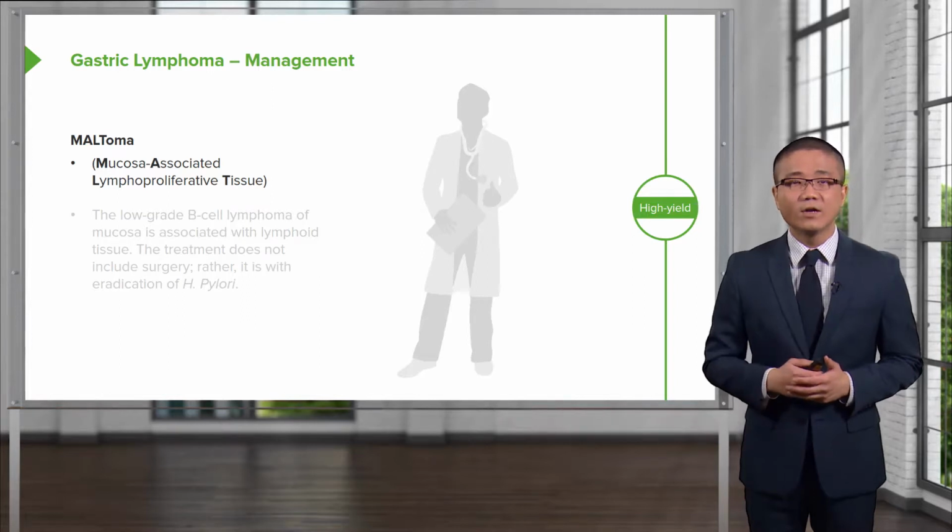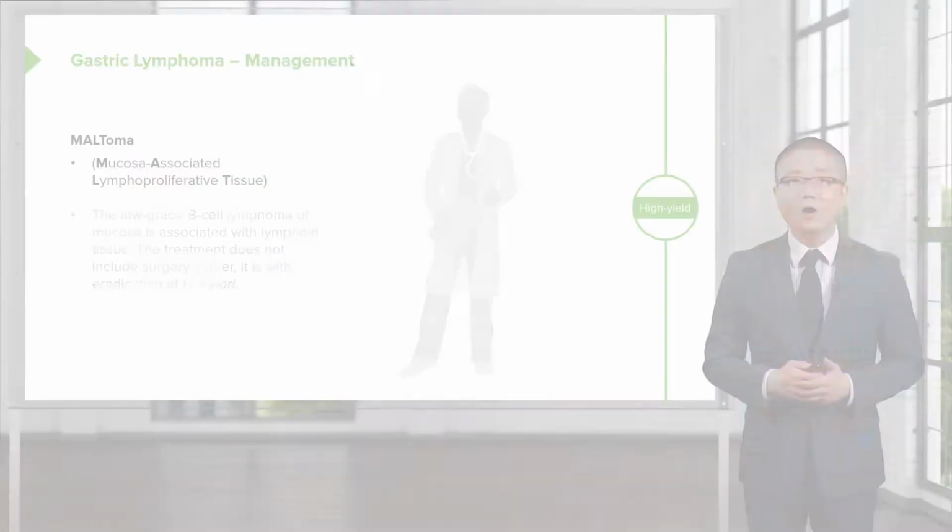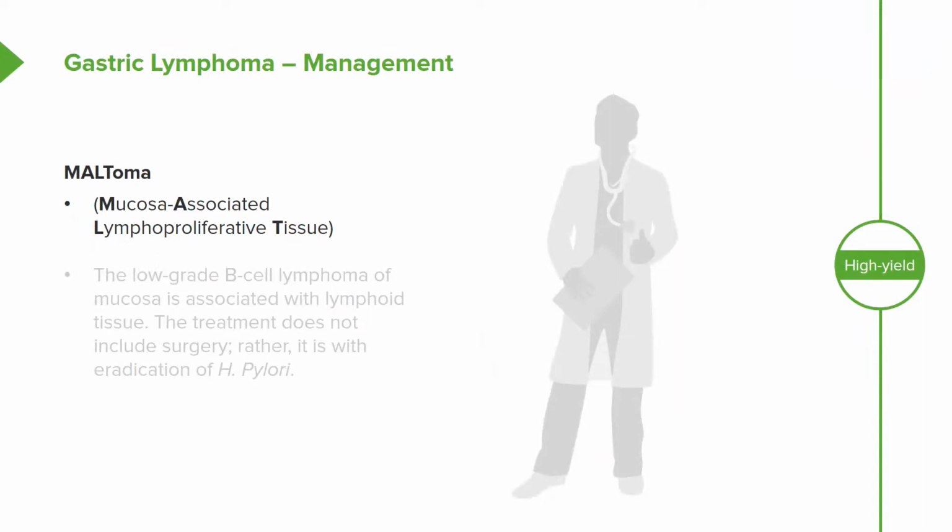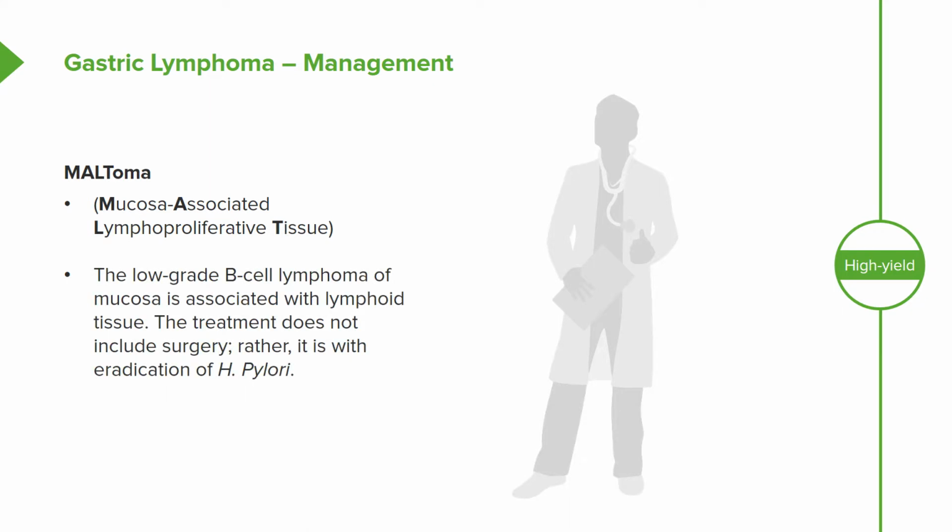A special scenario, which is high yield in nature, are mucosa-associated lymphoid tissue tumors, also known as MALTomas. MALTomas are very important as a distinction from gastric adenocarcinoma because this is generally a low-grade B-cell lymphoma of the mucosa and is associated with lymphoid tissue. The treatment, however, is vastly different. The treatment does not include surgery.